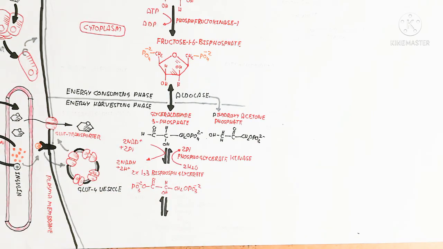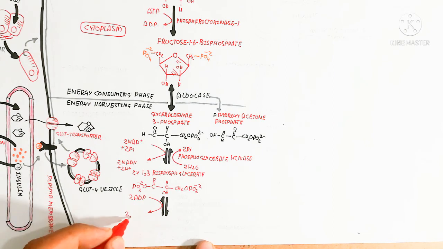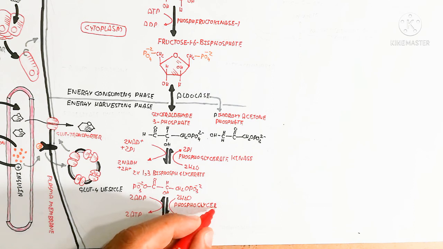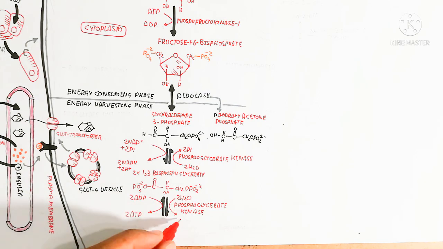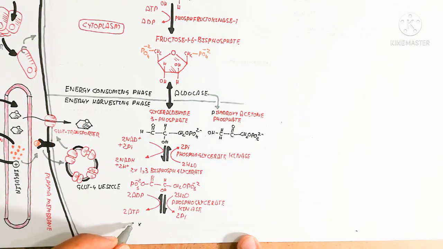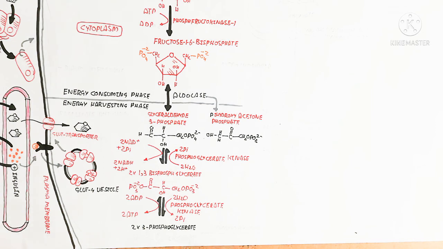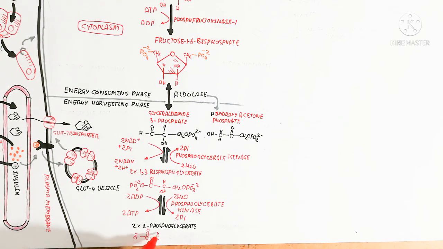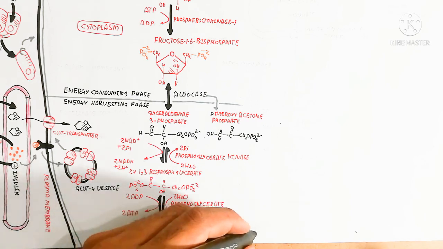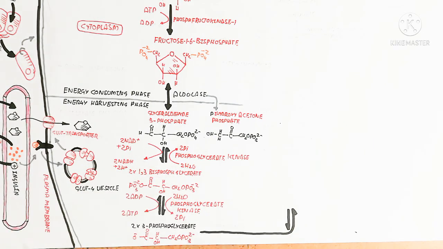two molecules. So here, again, 2 ADP are used to produce 2 ATP, and the water is used, and the phosphoglycerate kinase enzyme is used to produce, kinase meaning the attachment or releasing of the phosphate group. So it means two molecules of 3-phosphoglycerate will be formed. So remember about that 3-phosphoglycerate.